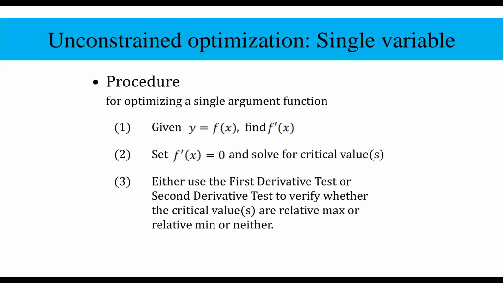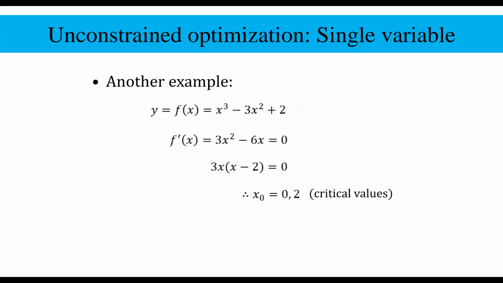Unconstrained optimization, single variable. This is unconstrained optimization. This is the same message I think we have already been talking about. Let's have a higher order. This is an example that I've already given.